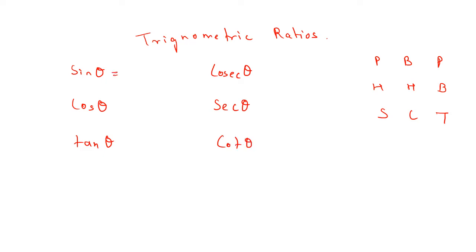Here the bottom side is written as S, which means sine. Which two sides should be in proportion here? It should be perpendicular and hypotenuse, P by H. Then for cos, it is base and hypotenuse. And for tan, it will be perpendicular upon base.